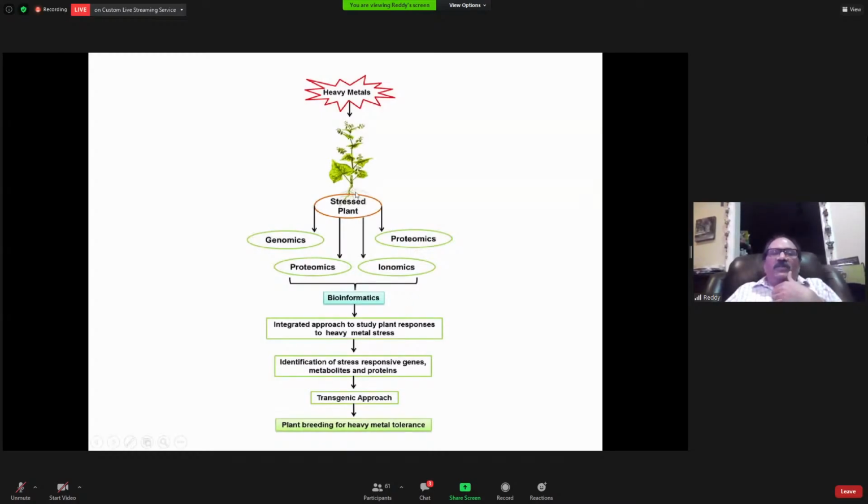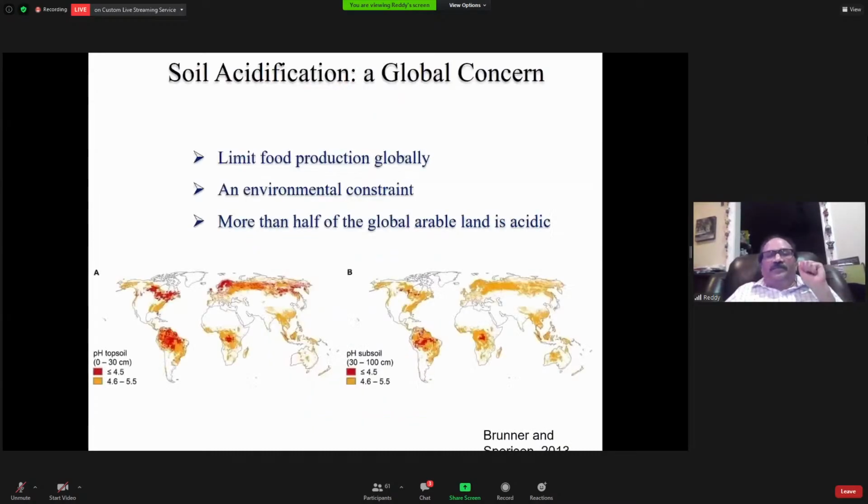So with these heavy metals, once we stress the plant, we can use genomics, proteomics, ionomics, and all these different omics and perform bioinformatics to identify an integrated approach of plant response to these metals. And then we can further understand what we can do with this, either the transgenic approach or some kind of natural variation. We can look for better alleles. First, we need to identify what genes can help us mitigate this stress.